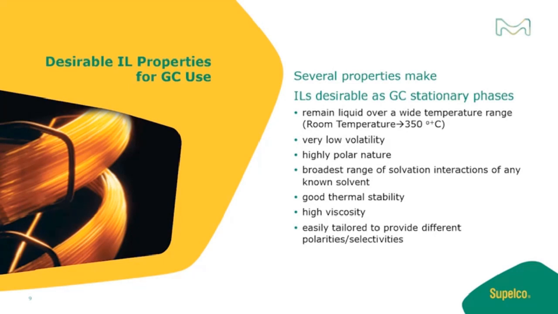high viscosity. Now that means something to me as a column manufacturer. I need to have a fairly viscous material to be able to put down a good stable coating of the stationary phase. And again, if you have a good synthetic organic chemist, you can easily tailor to provide different selectivities or polarities for the ionic liquid stationary phases.